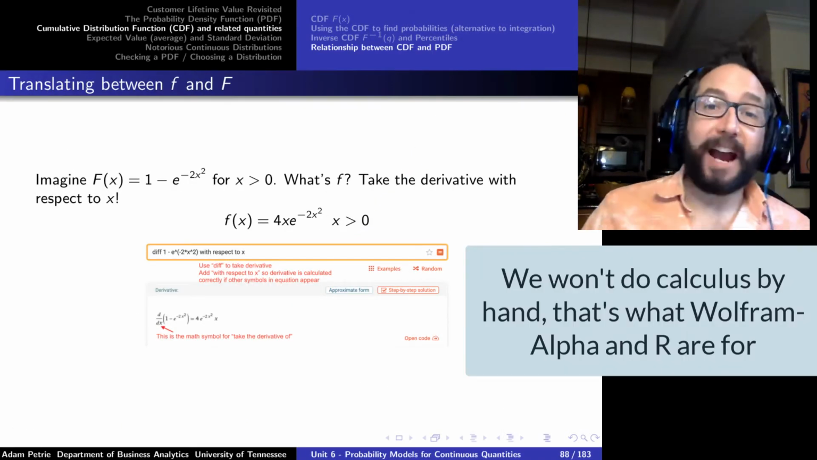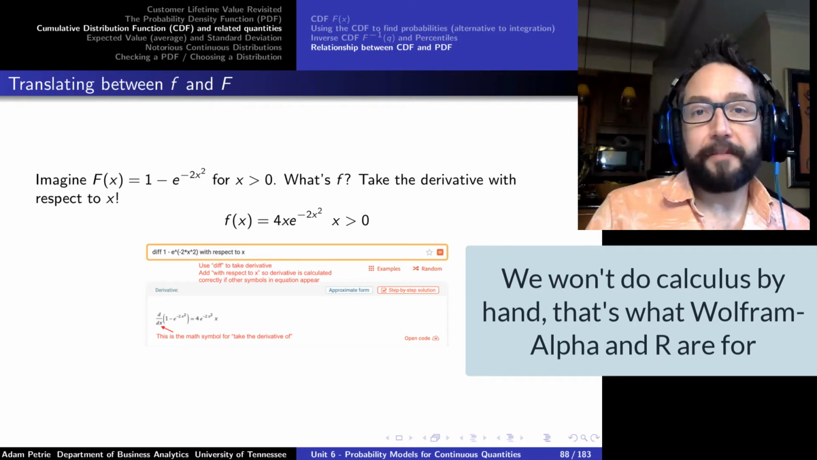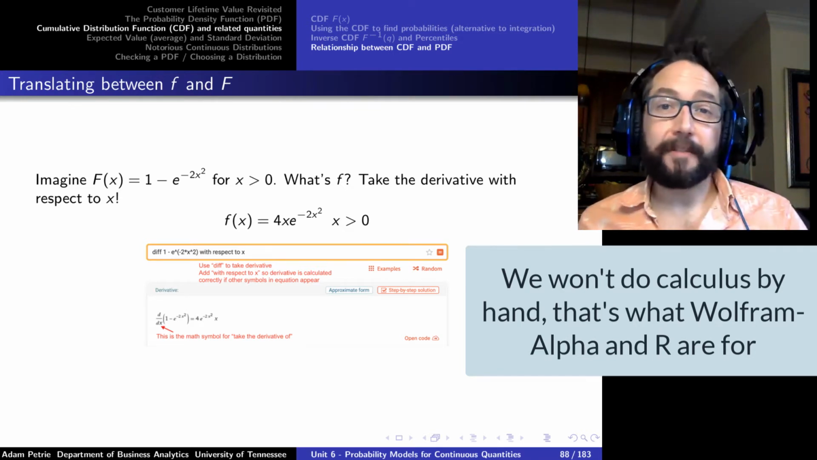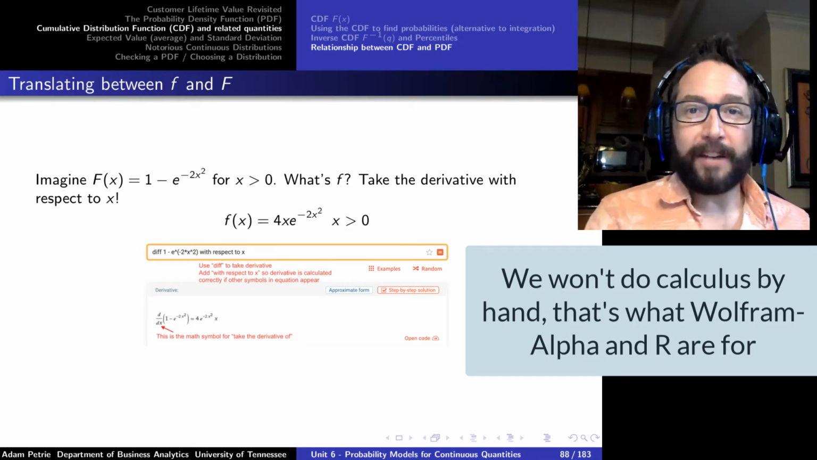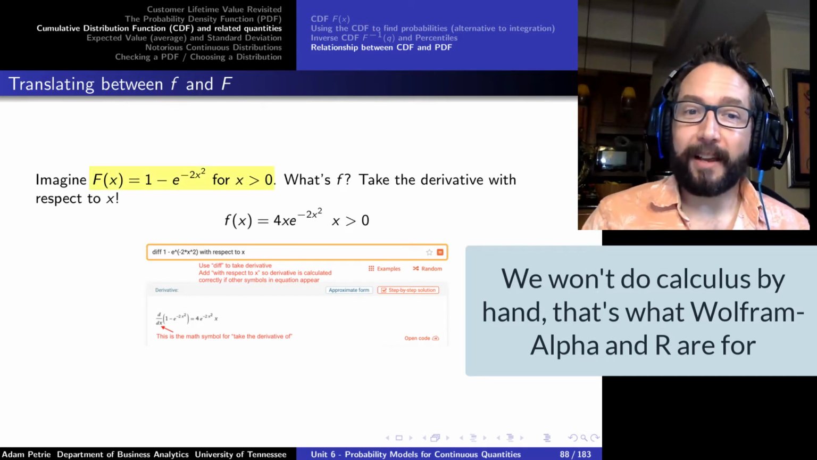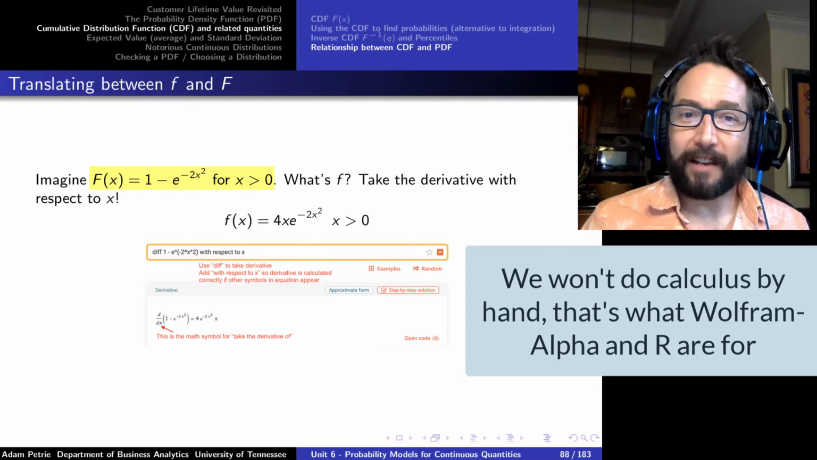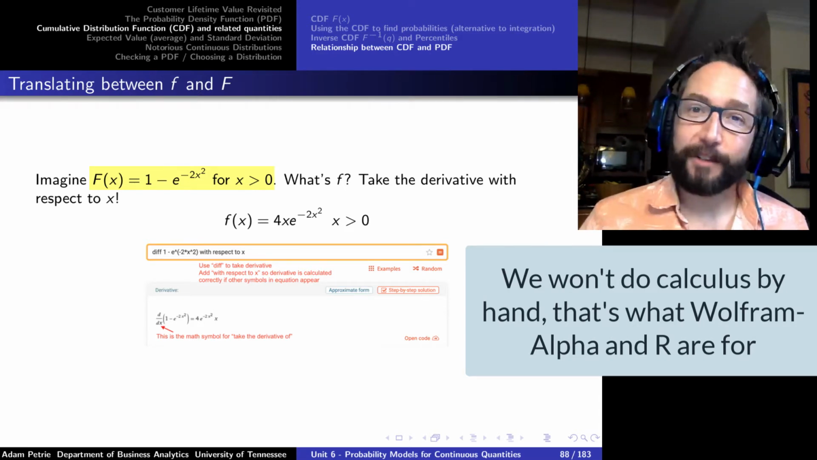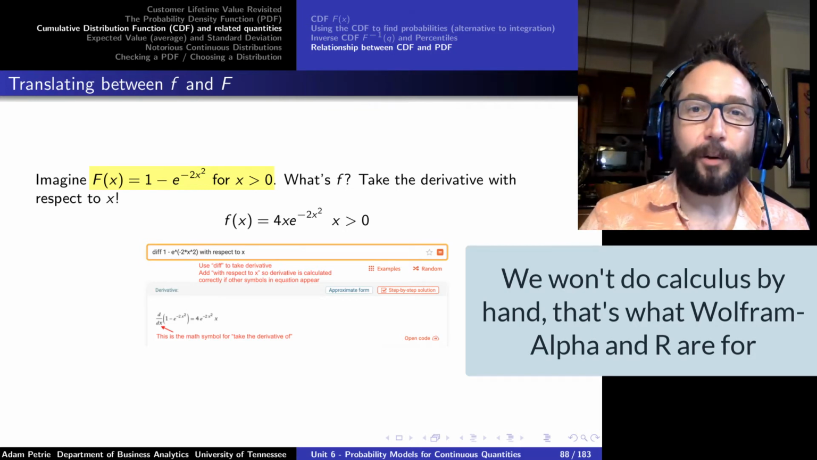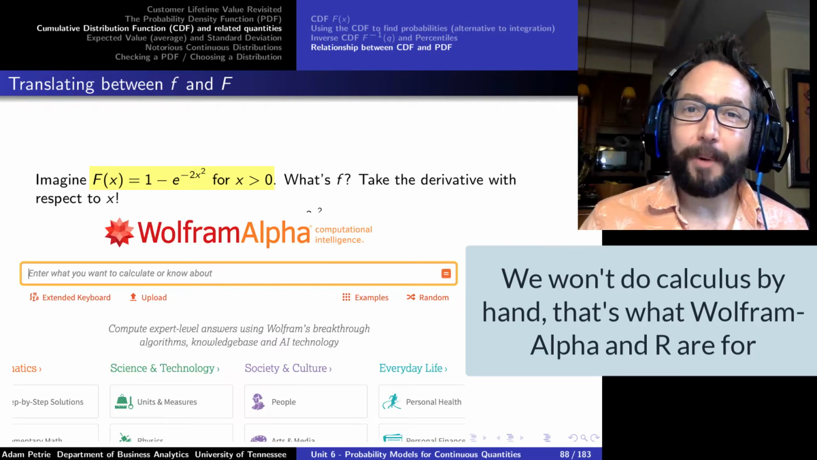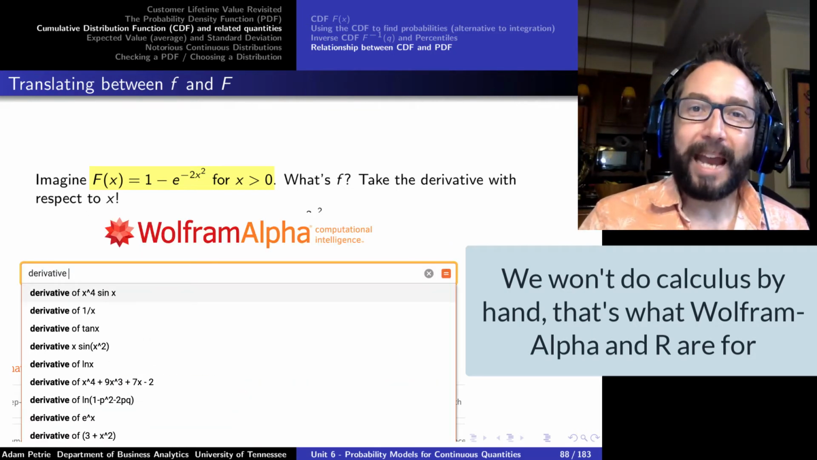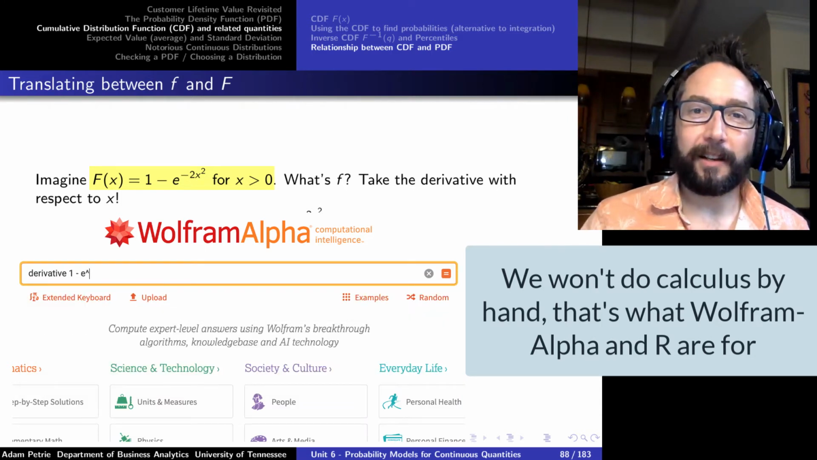So let's get a little bit of practice just translating from little f, the PDF, to capital F, the CDF. Let's imagine that I have a formula for capital F here. That's just 1 minus e raised to the minus 2 times x squared. And my random variable capital X has possible values little x that are bigger than 0. So let's try to get what little f is, the probability density function, from capital F.